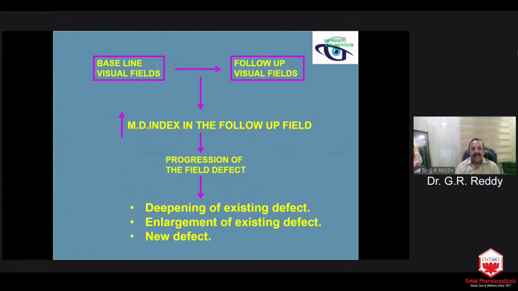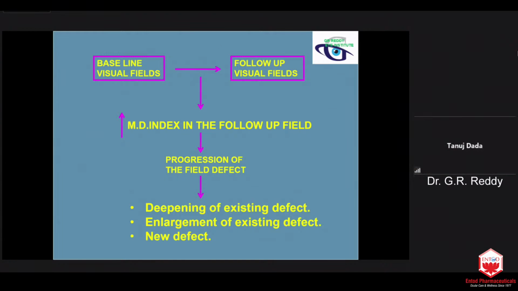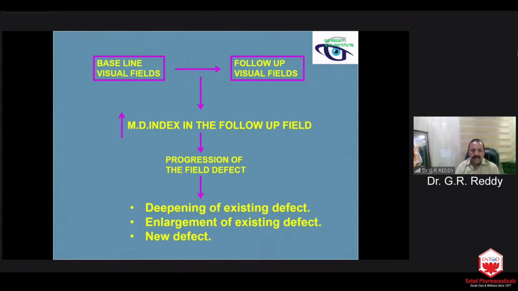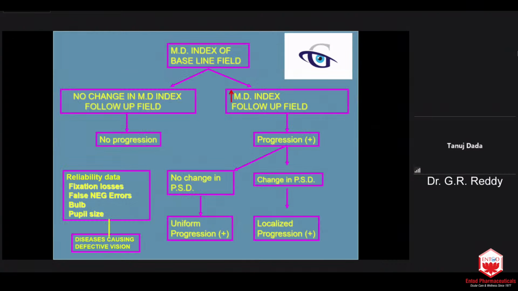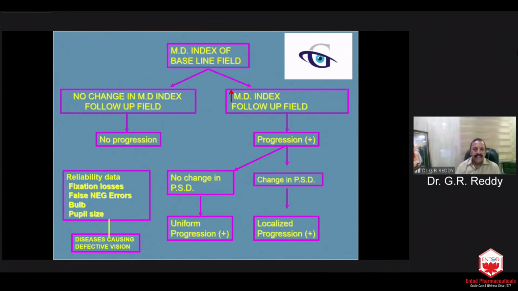Normally, between the baseline field and the follow-up field, if there is an increase in mean deviation, that is a sign of progression. The progression can be deepening of the existing defect, enlargement of the existing defect, or onset of a new defect. Enlargement is the horizontal progression. Deepening is vertical progression. So no change in the mean deviation means there is no progression. If there is a change in the mean deviation, an increase, that means there is a progression.